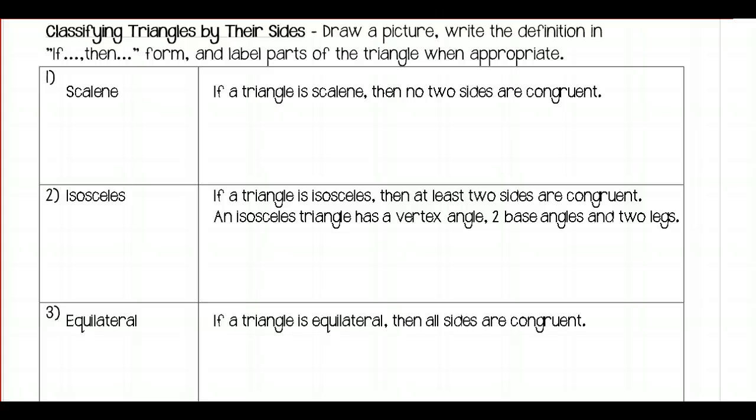Okay, so our first triangle is the scalene triangle. So let's just sketch in a little picture here. And if I want to show that the triangle is scalene, I'm just going to give each side a different tick mark. So since they have different tick marks, we know that the sides are not the same. That's pretty much it for a scalene triangle.